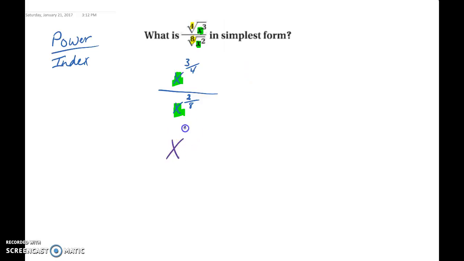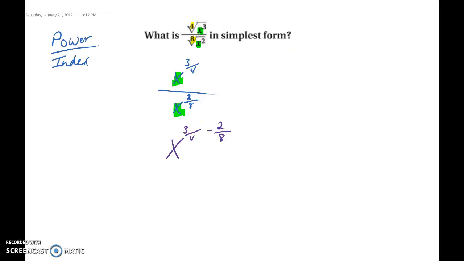All right, so what you want to do is, even though they don't have the same indexes, we want to rewrite these as a rational exponent. And remember, it's power over index, power over index. So it's x to the 3/4 power divided by x to the 2/8 power. Now that we have the same base, the same number that's being raised to a power, we can go ahead and subtract since we're dividing. So we can rewrite this as x to the 3/4 minus 2/8.